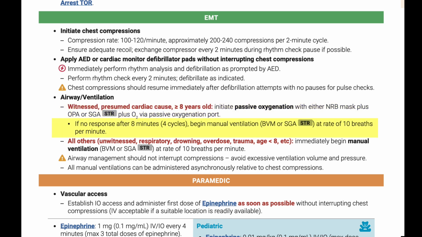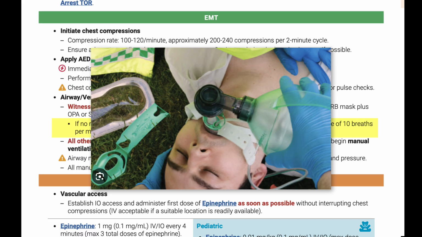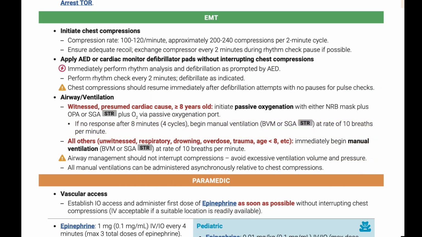This last bullet within this category explains that if you have no response after 4 cycles of compressions, in other words, 8 minutes of resuscitation, then you will transition to manual ventilation with either a BVM setup, or better yet, simply convert your i-gel from the passive oxygen mode to the normal mode by connecting the BVM and ventilating in the standard fashion. For everybody else, there is no passive oxygenation phase. Just start immediate manual ventilation with either a bag valve mask setup or supraglottic airway.